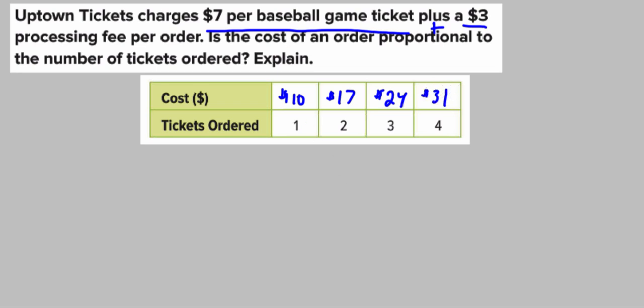Now, you might already have a feeling about whether this is going to be proportional or not, but you still have to back it up. Show me the work on how you change each one of these to a unit rate. It's good practice. So this one is $10 for 1 ticket, so I'm good.